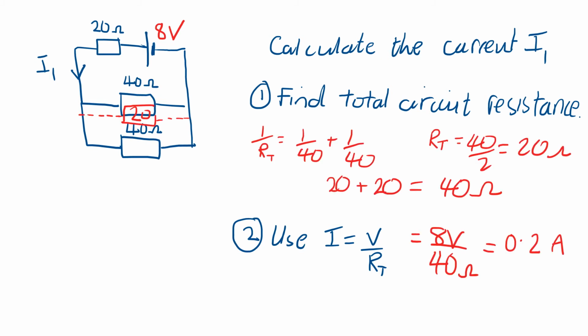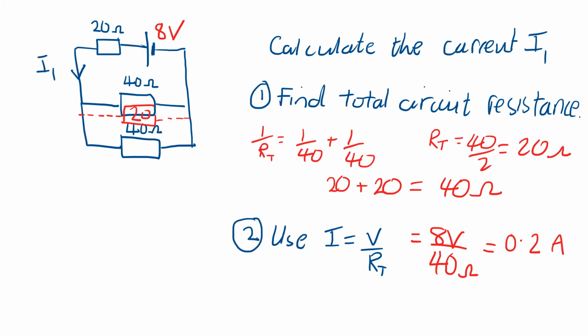Okay, so what we should find is that the two 40 ohm resistors give us a 20 ohm resistance combined together. And you can see the working there. 1 over 40 plus 1 over 40 equals 2 over 40. So our total equals 40 over 2, which equals 20 ohms.